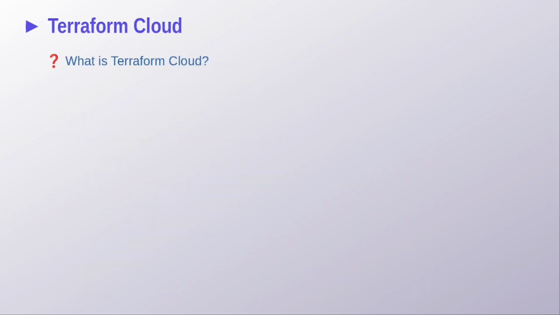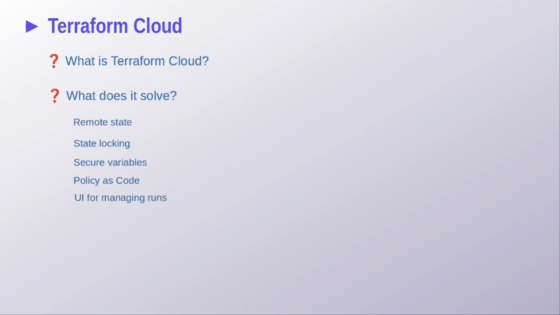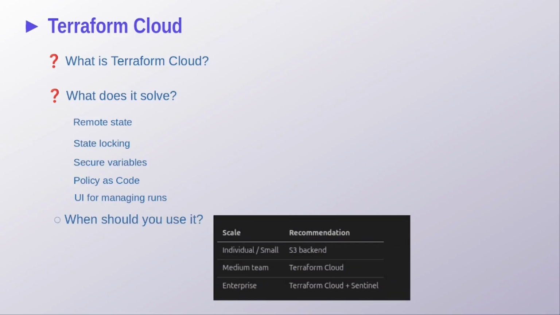Terraform Cloud. What is Terraform Cloud? Terraform Cloud is the official SaaS platform from HashiCorp. It provides remote state, logging, secure variables, policy as code, and a UI for plans and applies. When should you use it? Terraform Cloud is not required, but it makes life much easier for teams.